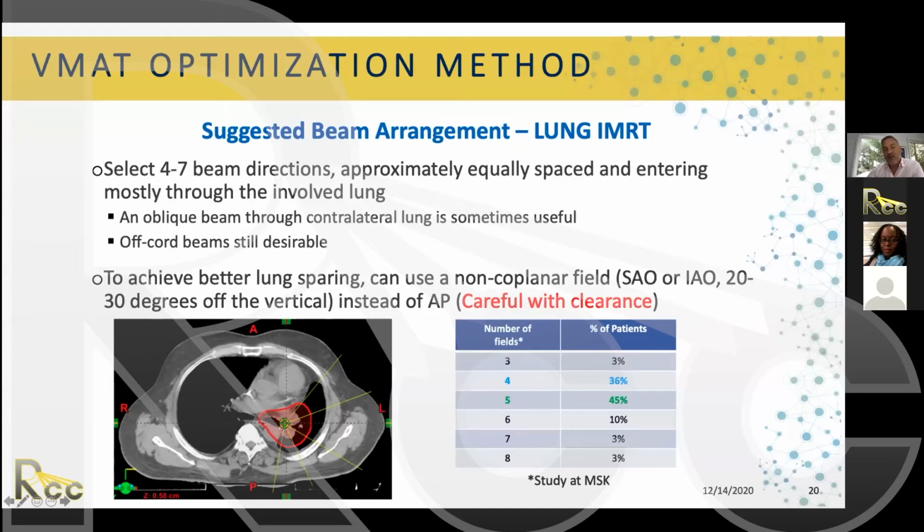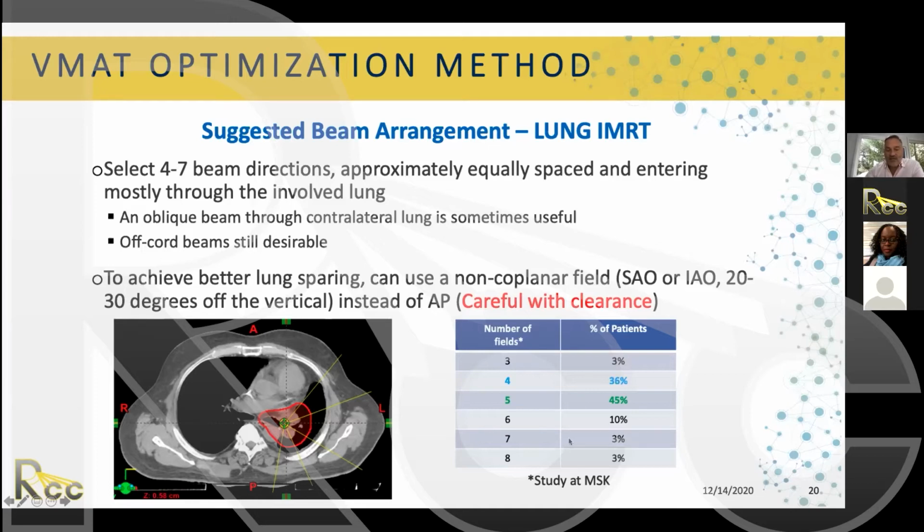So this is an oblique coming from the right side in this case, but it's still on the left side. Also, you're going to make sure that you have 1 or 2 coplanar beams just to help the optimizer to get a good dose to the spinal cord. But that is also, with IMRT, we have more freedom to control the dose there.